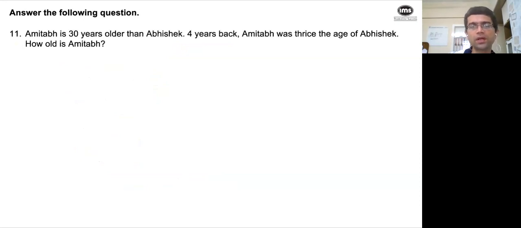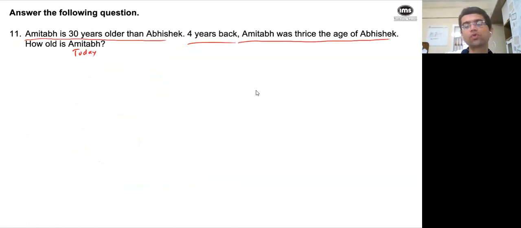Amitabh is 30 years older than Abhishek. Four years back, Amitabh was thrice the age of Abhishek. How old is Amitabh? Correct. So the implicit word is today. We are supposed to find today's age of Amitabh.